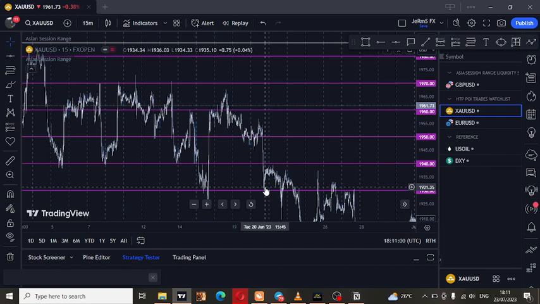The next technical tool, or the next support and resistance that I want to also talk about, is the moving averages. So the next technical tool that I want us to look at is the moving average. The moving average will be an example of the dynamic support and resistance.